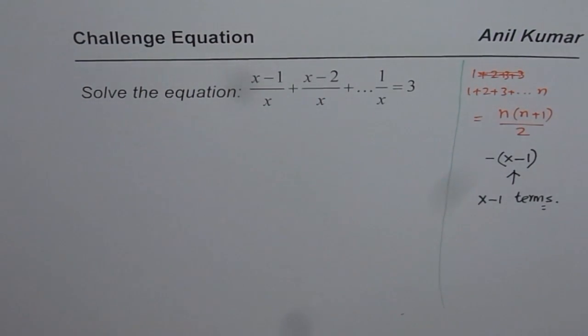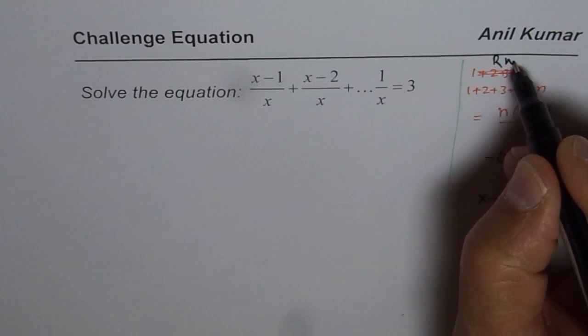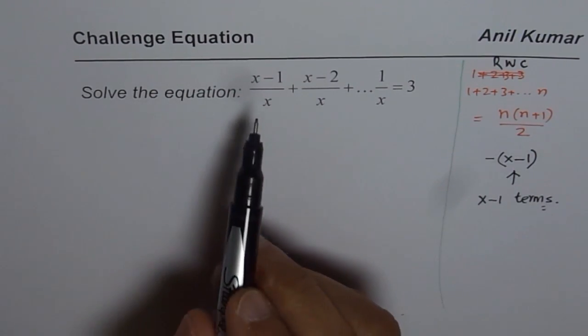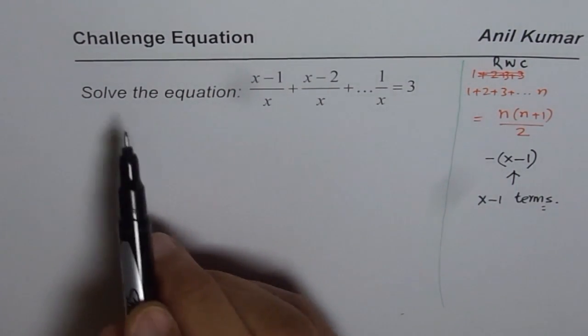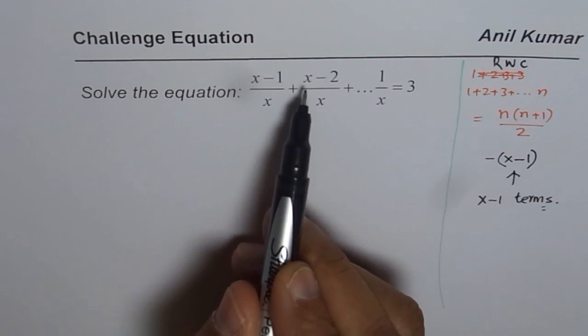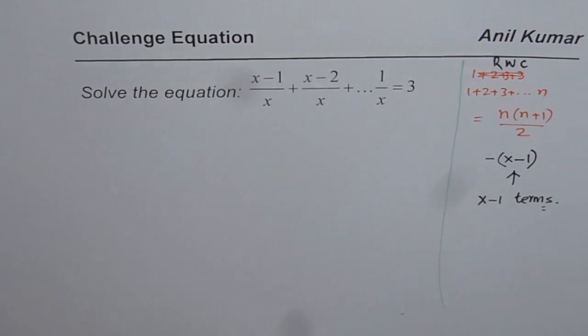So this part is our thinking part. We sometimes call it the rough work column also. Very important part of solving any problem. Now let's look into the question itself. Solve the equation (x minus 1) divided by x plus (x minus 2) divided by x plus so on till, I should have written plus here also, 1 over x equals 3.